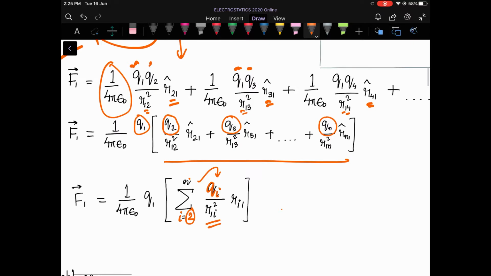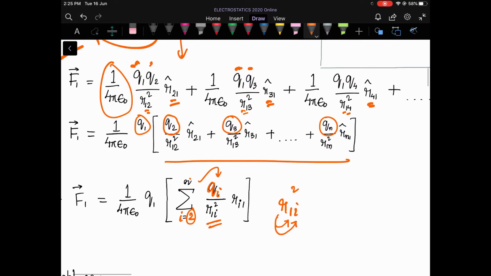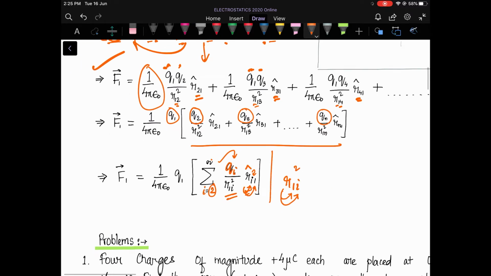Here we have written r1i squared. We have done that because we are going to find the distance of the first charge from the second charge, distance of the first charge from the third charge, till we reach the nth charge. And finally this must be here the unit vector directed from the ith charge to the first charge. It's like saying directed from the second to the first, third to the first, fourth to the first. So you can see we have a simplified formula to write this big expression.